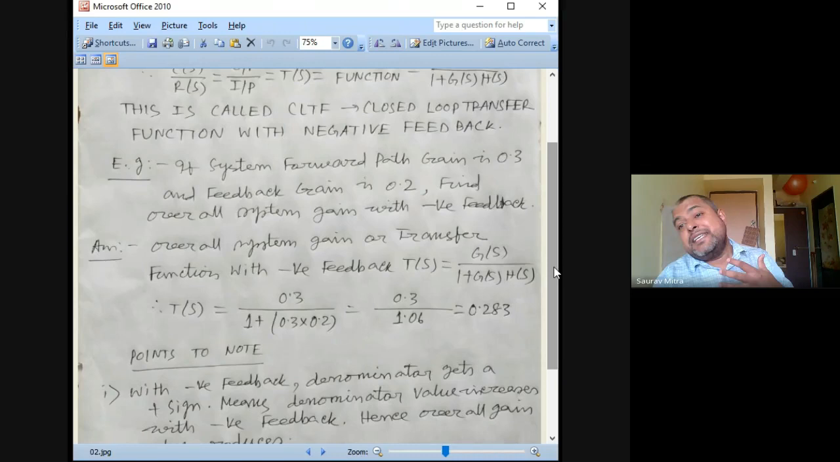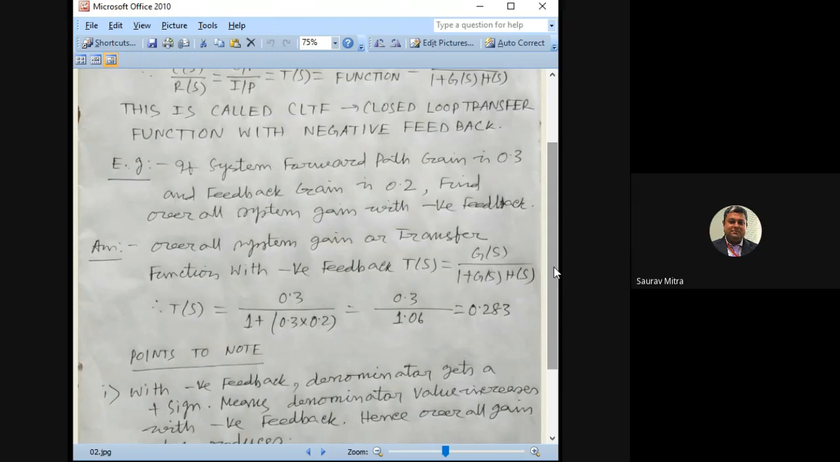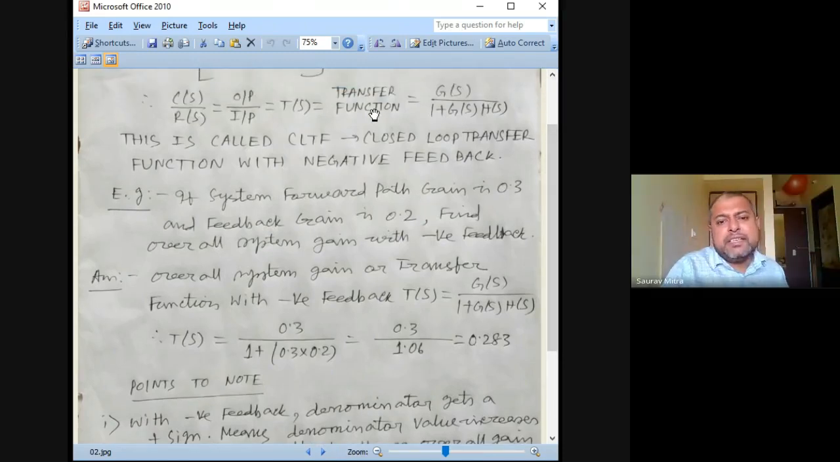So this is a negative feedback system, and G is converted to G by 1 plus GH. How is the gain of the system changing? With respect to some values, we will see how the gain changes from open loop to closed loop. So this is called a CLTF. Whatever you have found here, C(s) by R(s) or T(s) or G by 1 plus GH, is called the closed loop transfer function, CLTF.